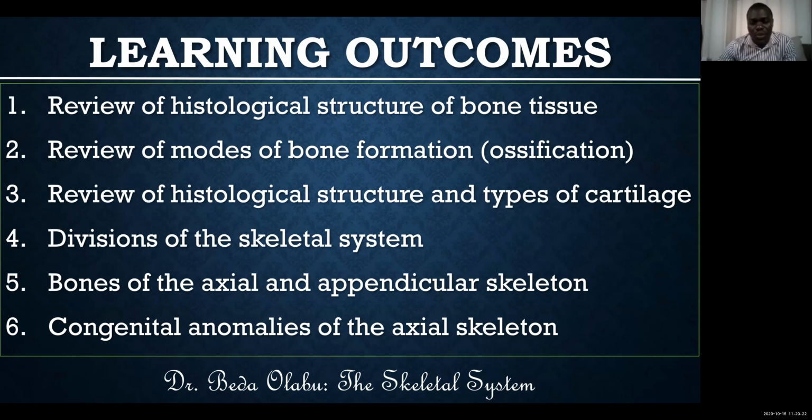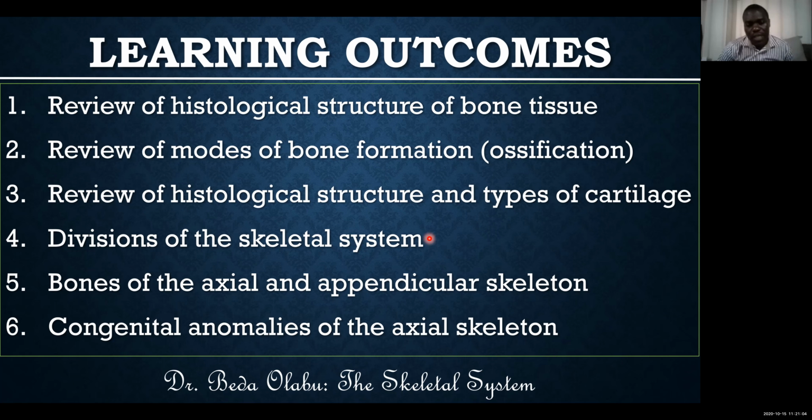These are the things you're going to learn in the skeletal system. We had already talked about the histology of bone tissue. We'll just have an overview of that again. We also talked about modes through which bone growth occurs, and we'll review that. We talked about types of cartilages histologically, and we'll review that. After those three reviews, then we'll focus on the subject matter, the divisions of the skeletal system.